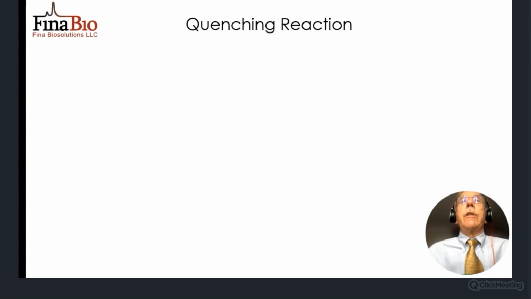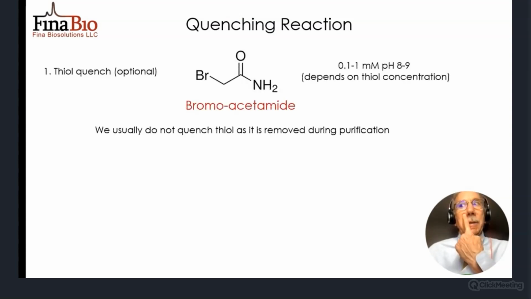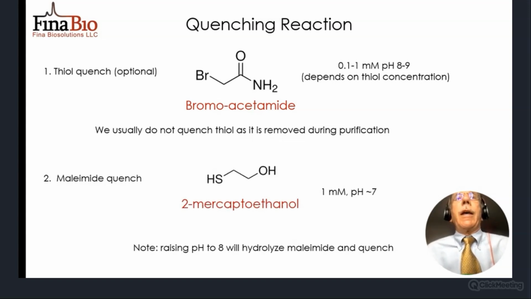Once the reaction is completed, you need to quench it. Quenching means that you block the active groups. We quench the thiol group. Now this is, I consider, optional because you're going to be removing the thiol peptide during the purification process. Using bromoacetamide, the reaction takes place at a little higher pH, so you raise the pH up towards the range of 8 to 9. And then once that reaction is completed in about an hour, we add a maleimide quenching reagent, mercaptoethanol.